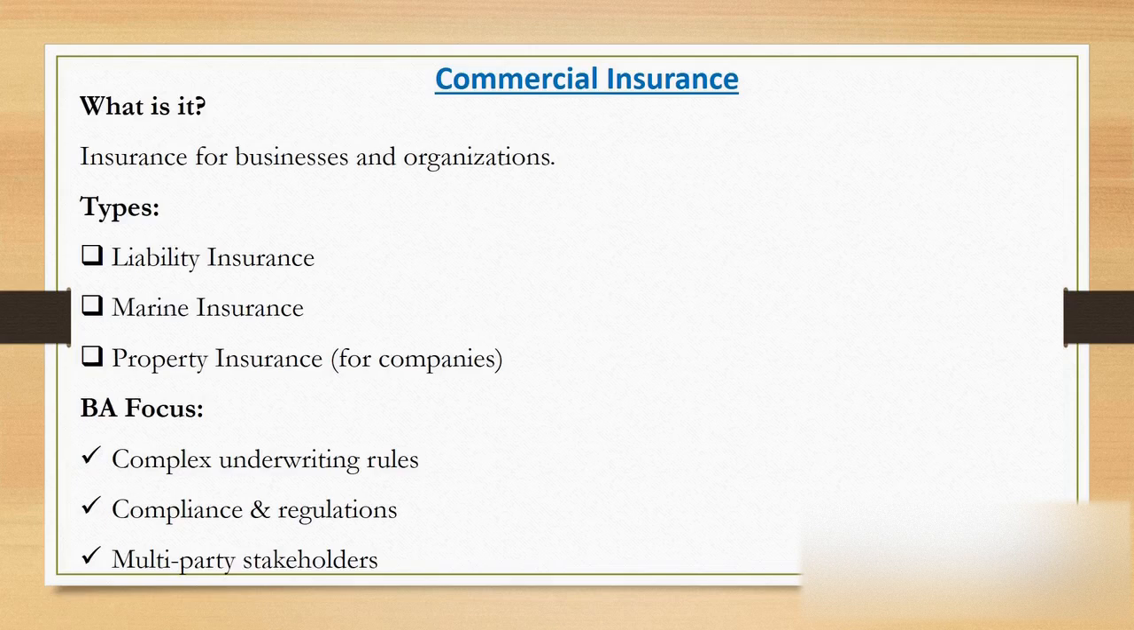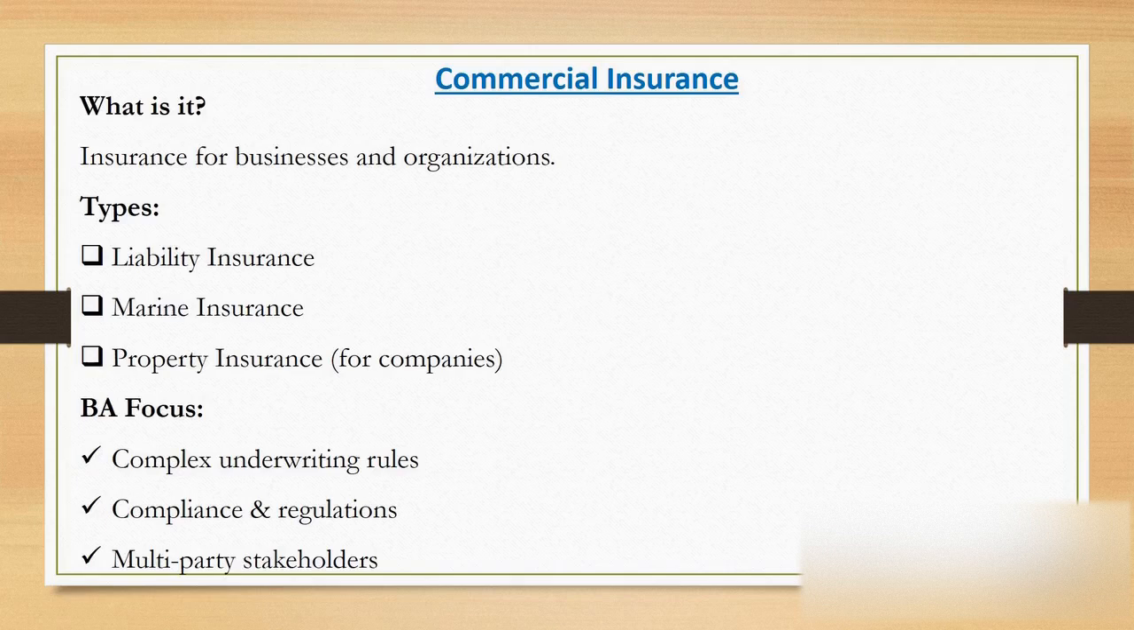For example, underwriting rules are implemented in decision engines, while claims processing involves multiple validation steps. Understanding these terms helps in creating accurate documentation such as BRDs and user stories, ensuring alignment between business expectations and technical implementation.